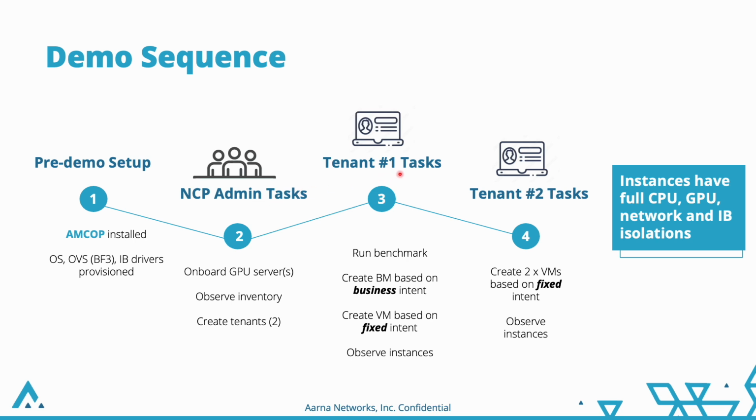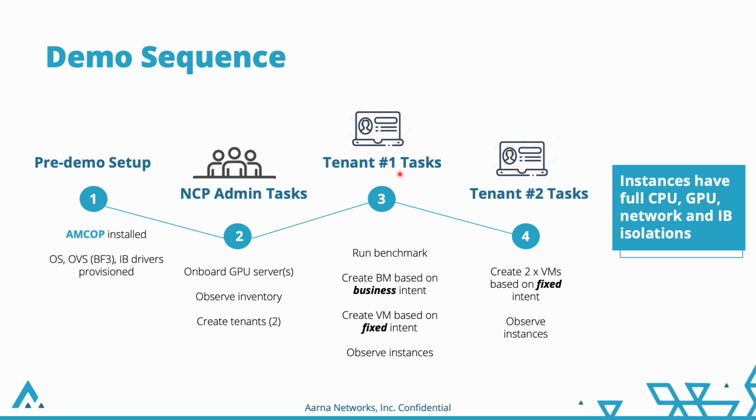Now tenant 1 shall log in, and we'll show how tenant 1 would create a bare metal instance. He would be offered a bare metal instance based on a business intent, and tenant 1 is going to create another VM based instance based on a fixed intent. Now we'll also see how these two, a bare metal and a VM, which are belonging to the same tenant, have been given a separate Ethernet and an InfiniBand network.